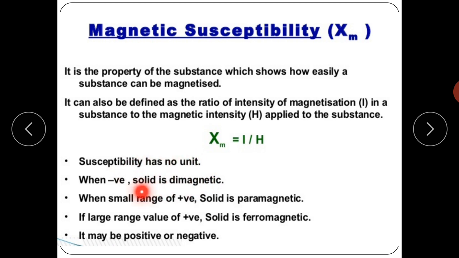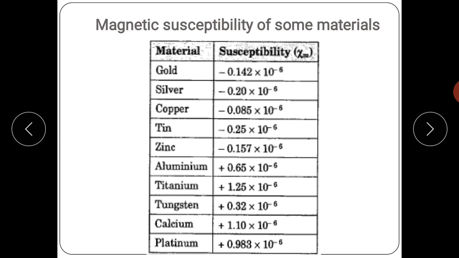That means the solid is diamagnetic. And when χm is positive in a small range of 10 raised to minus 3, the solid is paramagnetic, and for a large positive value the solid is ferromagnetic. This positive or negative value is the magnetic susceptibility.